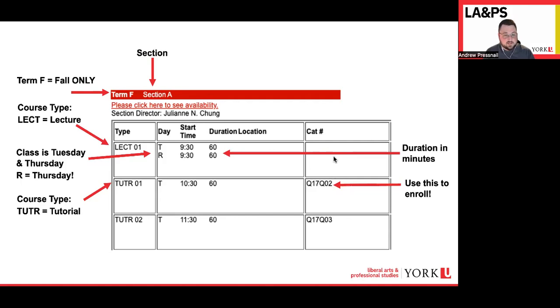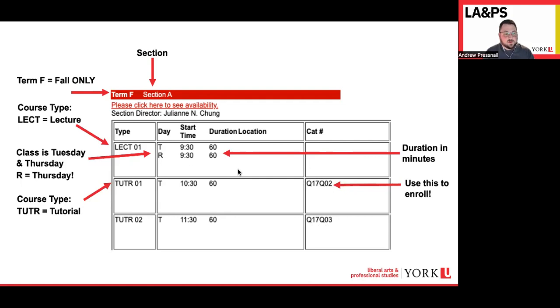This is the way it is set up, because when you go to enroll, you will use this information only. So if you enroll in tutorial 1, you will automatically be enrolled in this corresponding lecture. If you enroll in tutorial 2, you will still automatically be enrolled in this corresponding lecture.